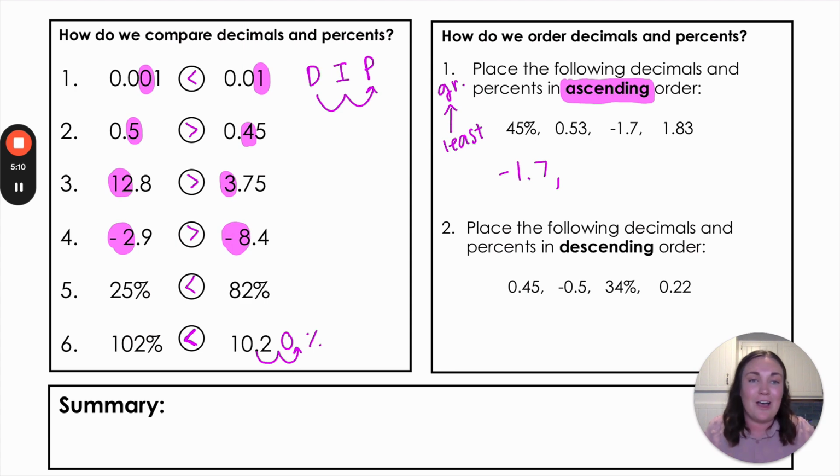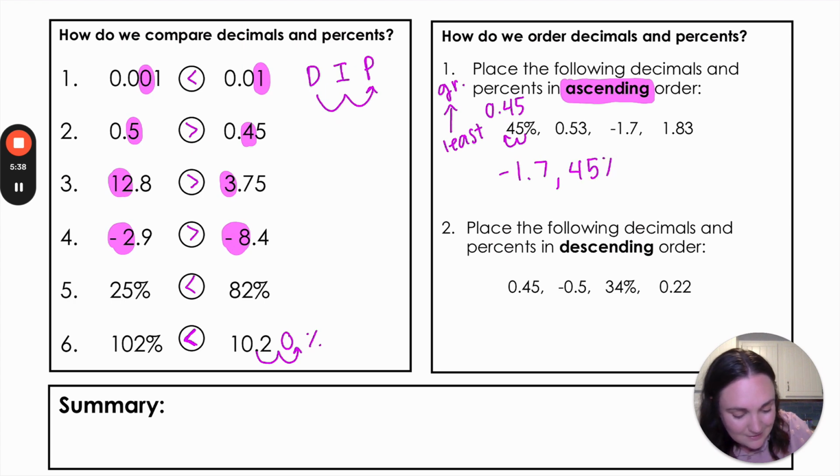Now we want to make sure that all of our numbers are the same form. So my other two numbers I've got are 2 decimals this time. So I'm going to take that percent and change it to a decimal. So again, going back to my handy dandy DIP, P back to decimal is going to be going backwards twice. So if I move that decimal backwards twice, 45% becomes 0.45. And now I can just write them from least to greatest. So 45% would be next, then 0.53, then 1.83.